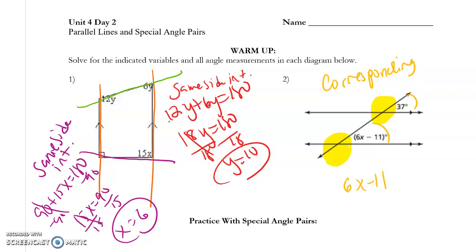So 6x minus 11 is equal to 37. We know that the angles are equal because they're corresponding. I'm going to move to solve, so add 11 to both sides. So 6x is 48. It looks like x is then going to be equal to 8.